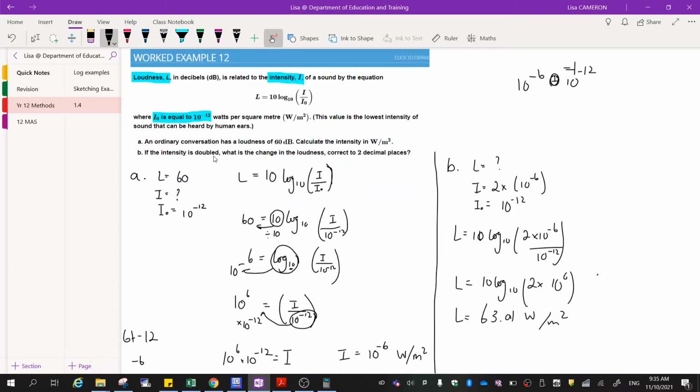So if the intensity is doubled, what is the change in loudness? So I found that when I doubled the intensity, this is the loudness, but the change in loudness is going to be this one minus the loudness in that one. So 63.01 minus 60 will give me 3.01. So the change in loudness when I double the intensity is 3.01 decibels.